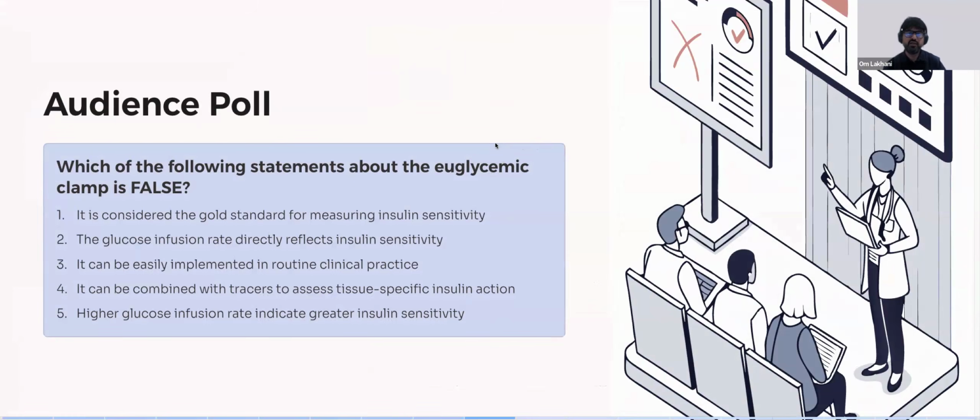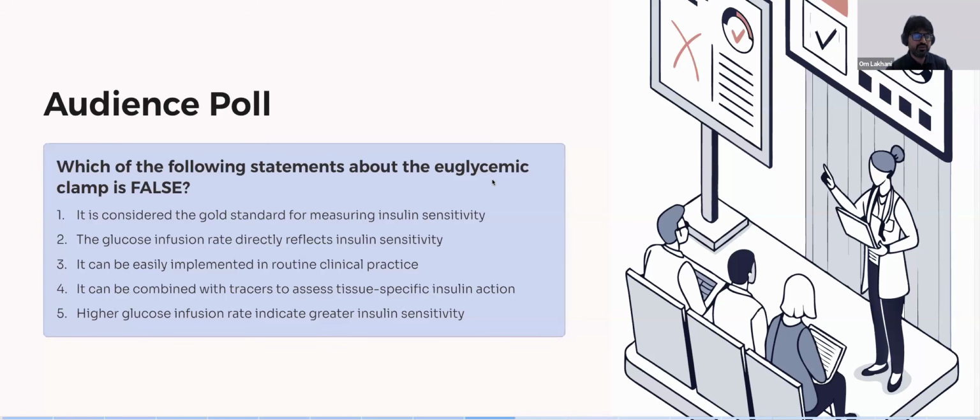Which of the following statements about the hyperinsulinemic euglycemic clamp is false? It is considered the gold standard. The glucose infusion rate directly reflects insulin sensitivity, so higher glucose infusion rate, higher insulin sensitivity, is that correct? It can be easily implemented in routine clinical practice. It can be combined with tracers, and higher glucose infusion rate indicates greater insulin sensitivity. I think there is more than one answer, so it's a little flawed question.